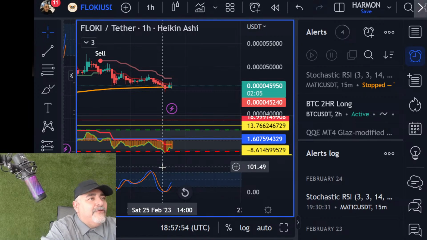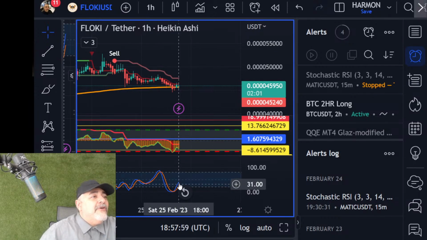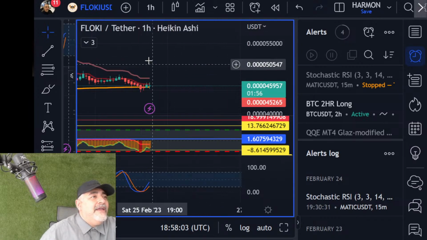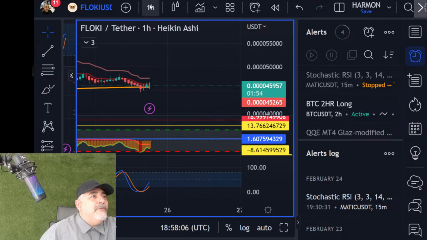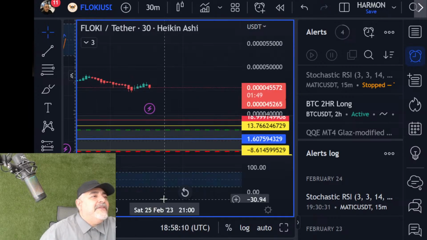Yeah, Floki has room to go down here, man. Floki does have room. I agree. Whenever this 1 hour RSI bends down, that's the short. So wait for the 1 hour RSI. I don't know if I want to sit here and wait for the RSI to bend, but let's see what's going on. Let's take a look at the 30 minute.